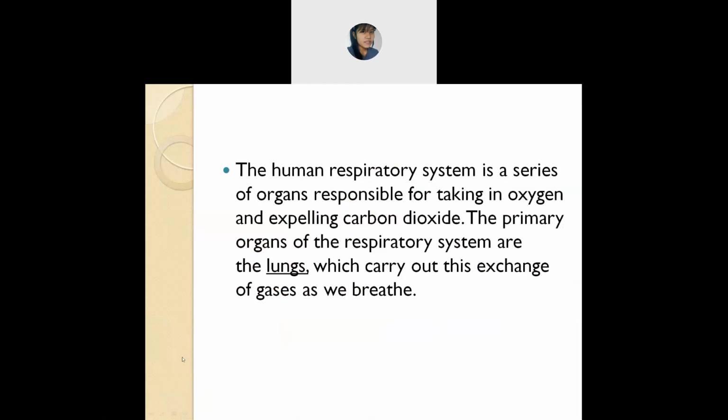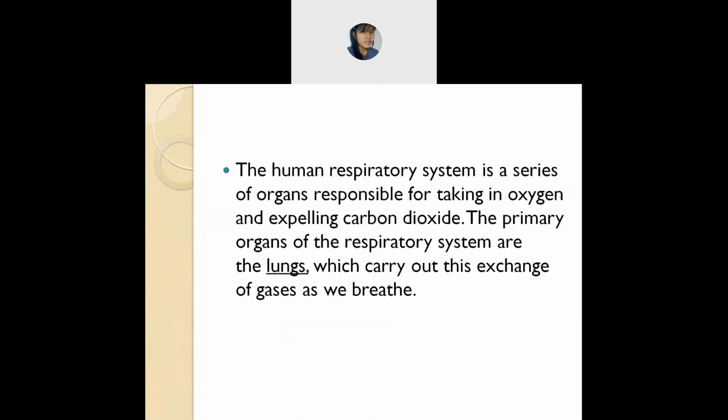So in the human respiratory system, what will you find? You'll find that humans take in oxygen and they breathe out carbon dioxide. That is, mainly two gases take part. That is oxygen and carbon dioxide. They will take in oxygen and they will expel carbon dioxide.